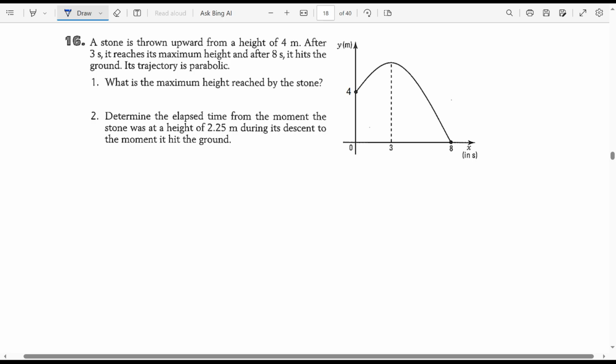If that wasn't there, and it said a stone is thrown upward from a height of 4 meters, and after 3 seconds reaches the max height. If they just gave you that, and then the final part, question number 2, you would have to reason through and figure out what the height is so you can get your K, so you can plug it into the vertex form to be able to find the X value. If you didn't understand any of that, all I'm saying is this part right here is what you're going to have to develop.